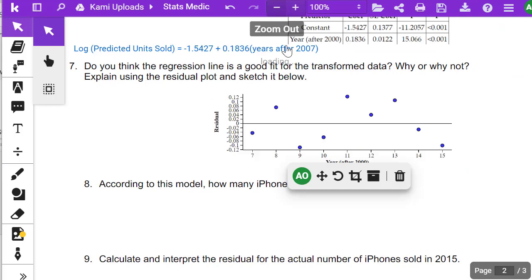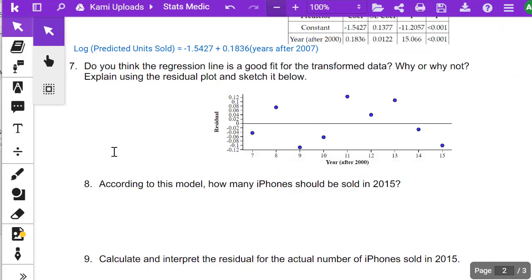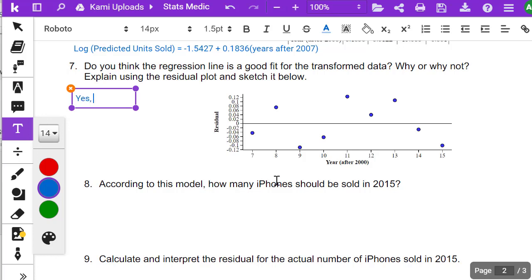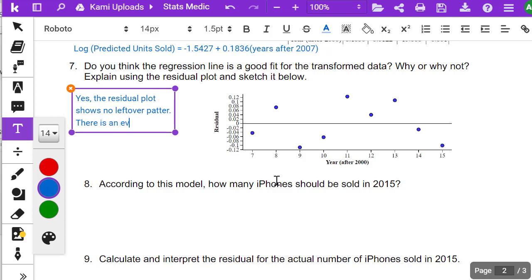All right, here I can zoom out a little bit. And yes, we would say yes, the residual plot shows no leftover pattern. There is an even scatter of residuals above and below the axis.